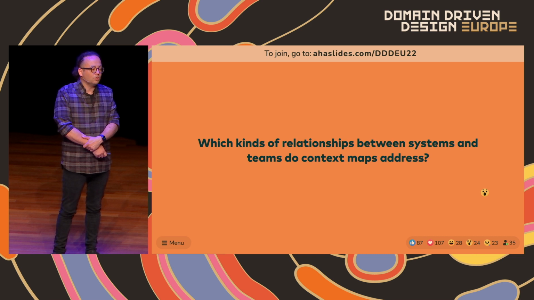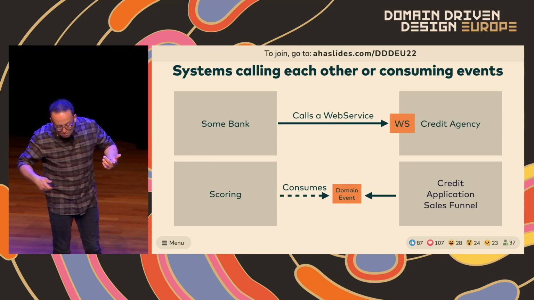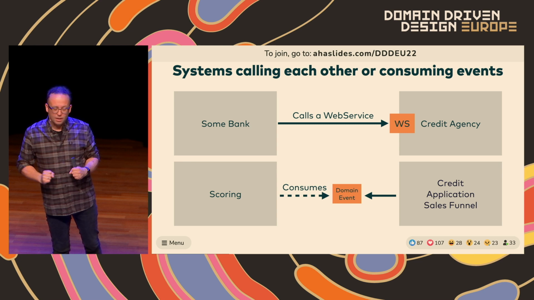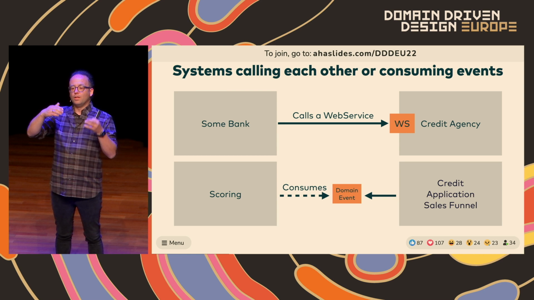Let's check this out. A very simple and a very obvious perspective is you have a bunch of systems, or you go a little bit deeper into bounded context. It depends on the granularity of your deployment unit. And they call each other. I think those are perspectives that we have seen all the time.